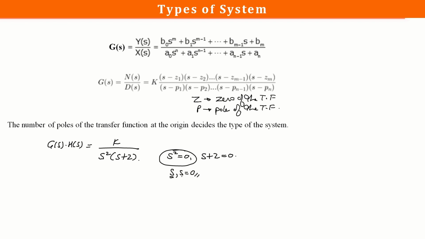So s indicates what? It is a pole. Here we can say that two poles are at 0 value, that is at the origin, and the other pole is at s equal to -2. Now from this transfer function we know that we have two poles at the origin. That means it is a type 2 system.